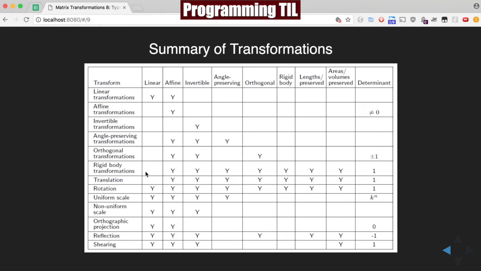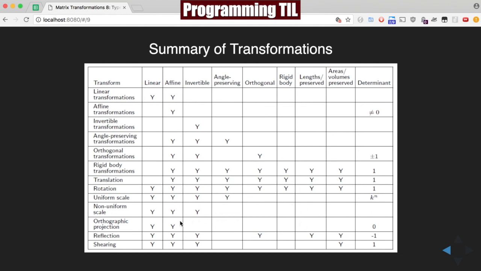Rigid body transformations are not always linear, but they are all of the rest of the things, and have their determinant as 1. Same thing with translations. They're not necessarily linear, but they are all the rest of the things. Rotation is everything. They're always angle preserving, orthogonal, rigid, etc. Uniform scaling is always linear, affine, invertible, and angle preserving, with a determinant of k to the power of n. Non-uniform scaling is linear, affine, and invertible.